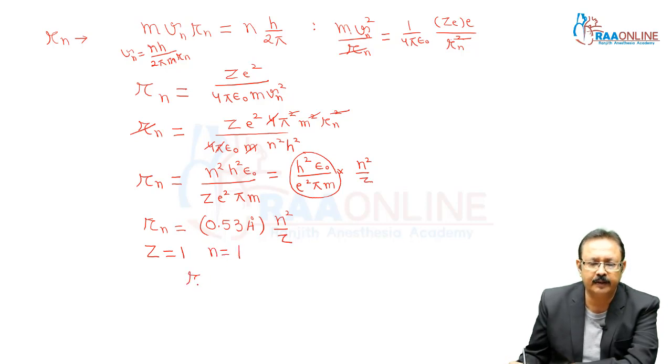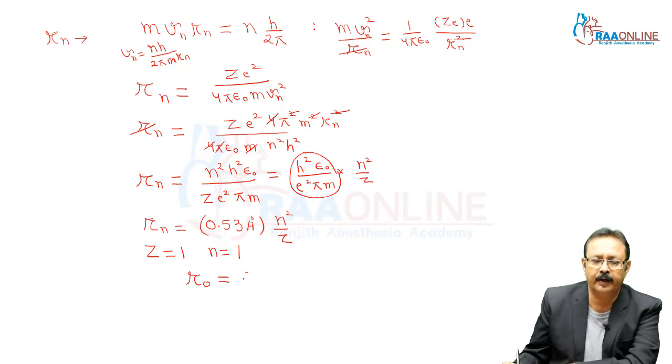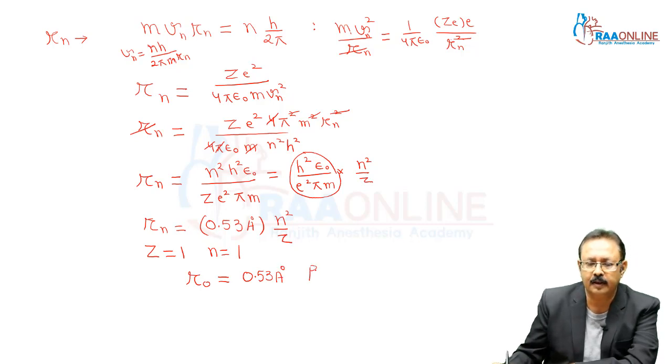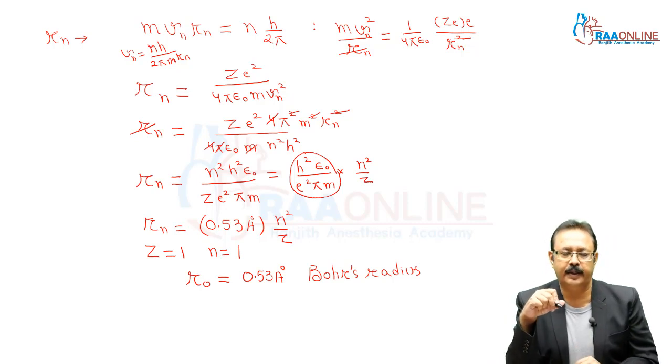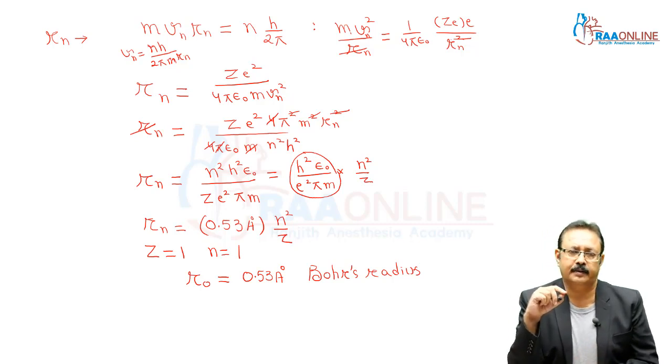So what will you get? It is special, so we are denoting it with R0. You will get 0.53 angstrom. This radius is known as Bohr's radius. Getting my point? It is Bohr's radius, meaning the radius of the first orbit of the hydrogen atom. Now you are able to calculate for all elements.